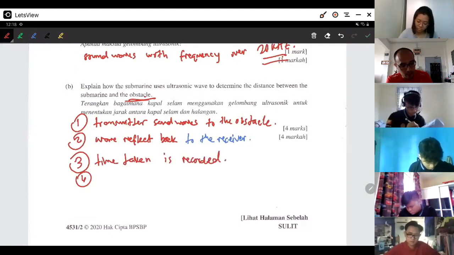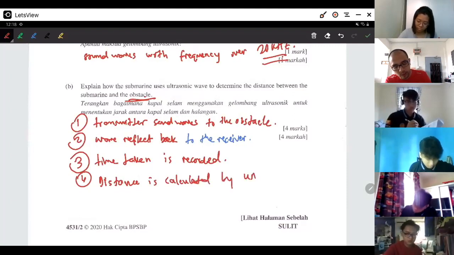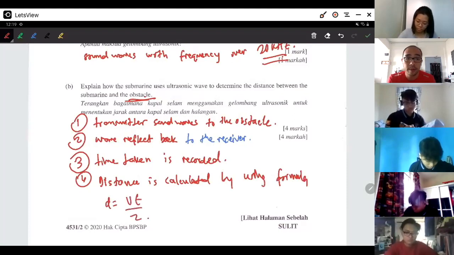And then the last one will be the distance. It's calculated by using the formula. What is the formula? State the formula. Okay, V T over 2, D equals V T over 2.